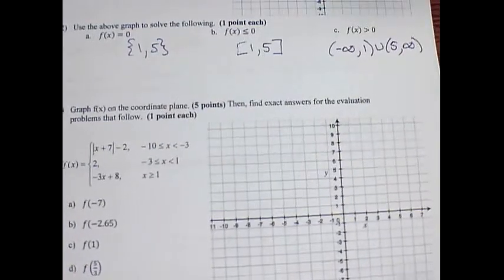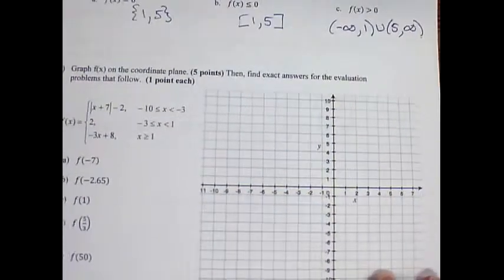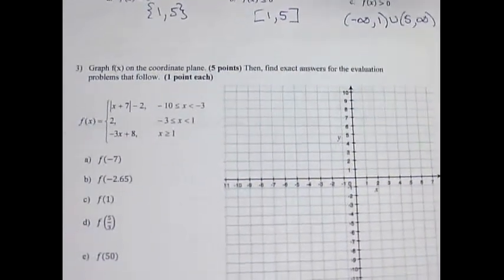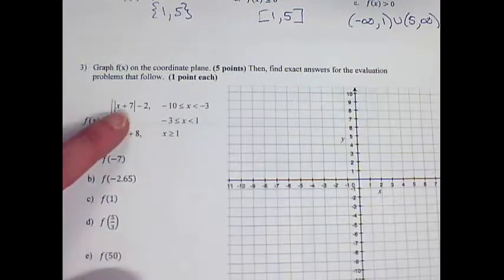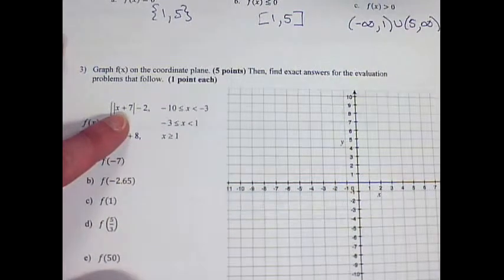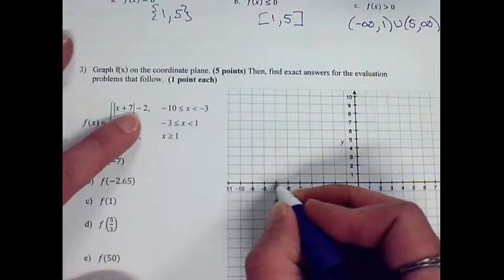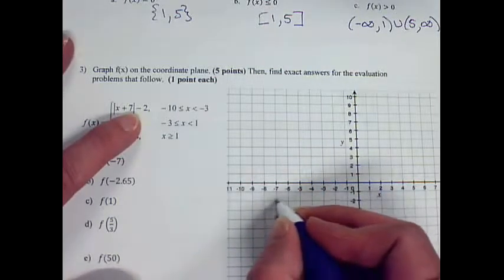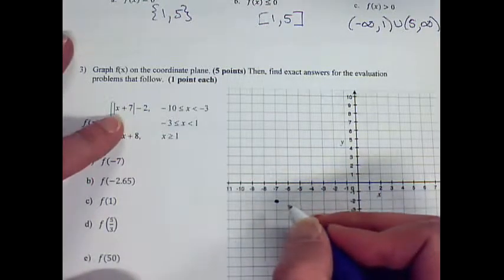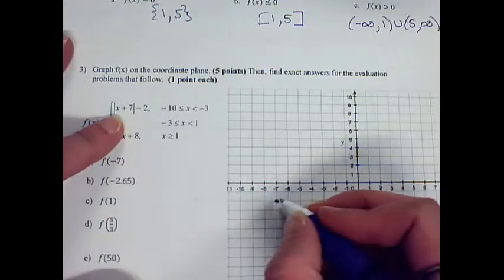Now, we have a piecewise function here, so we need to be very careful when we're graphing it. Let's take the first piece: the absolute value of x plus 7, minus 2. Remember, when you add 7 to the x, that means we move left 7. Minus 2 is down 2. Slope is 1, so this side is up 1 over 1.